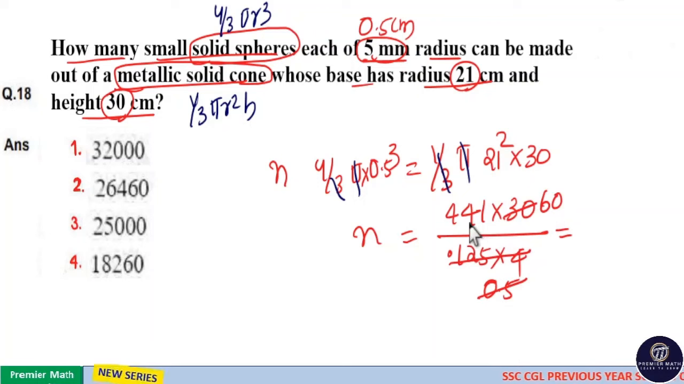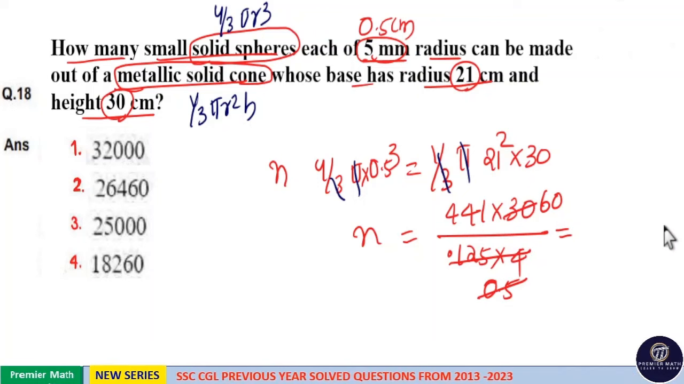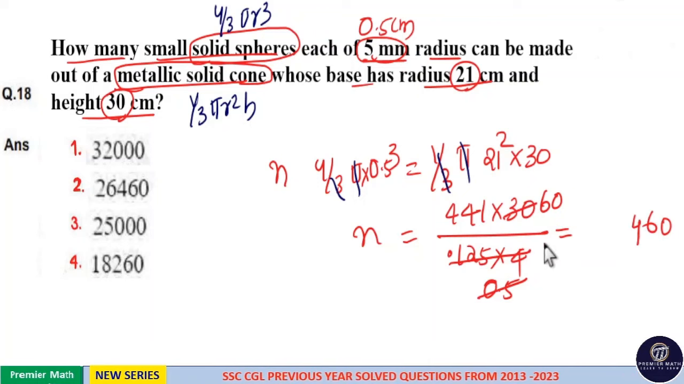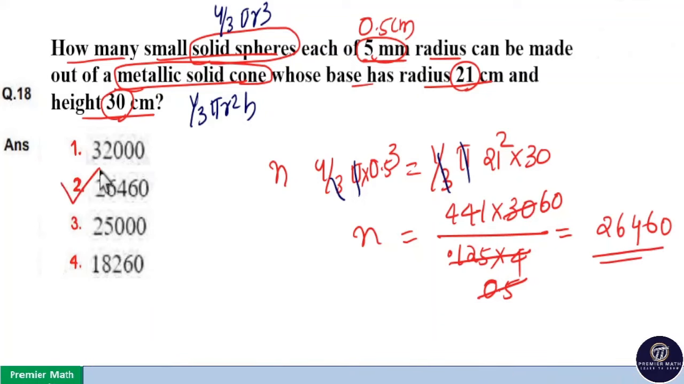Now 441 into 60 is your answer. 6 into 1 is 6. 6 into 4 is 24. 6 into 4, 24 plus 2, 26. So 26,460. Option 2 is your answer.